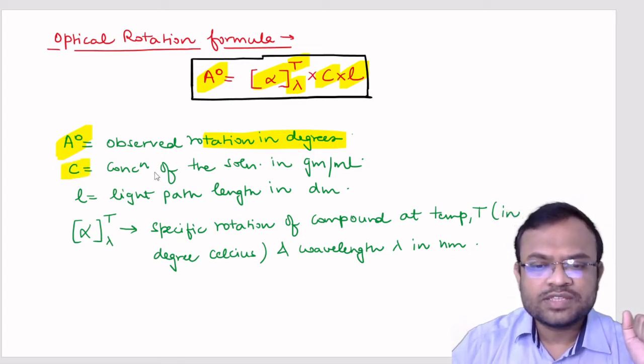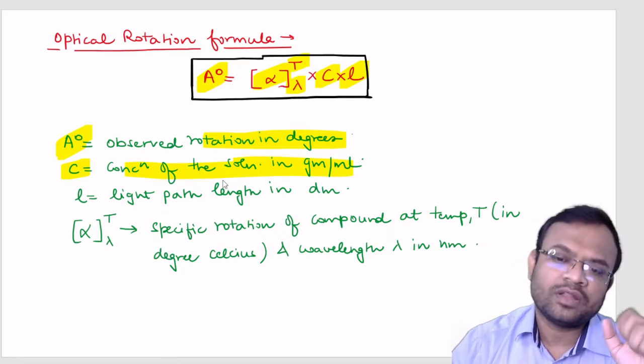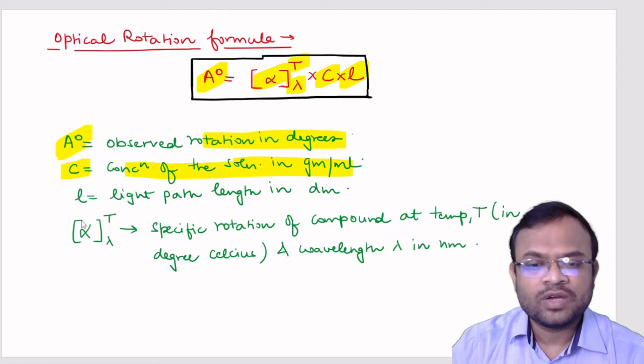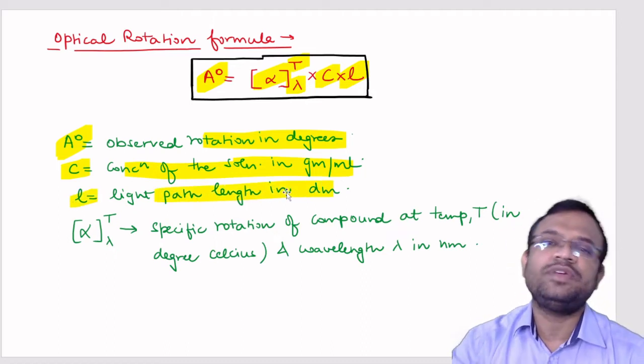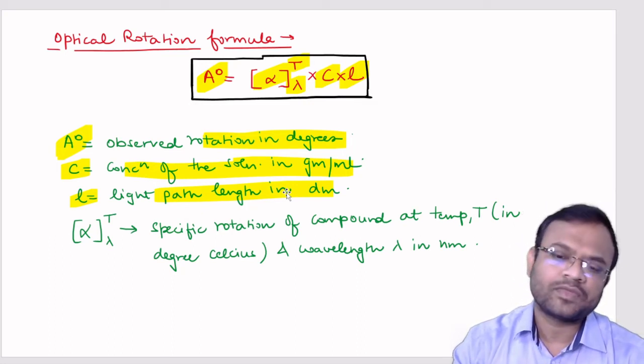What is C? C is the concentration of the solution in gram per ml. Remember that the concentration should be present in gram per ml only. What is L? L is the light path, and that should be in decimeter, because it is the unit of distance. So it should be present in decimeter.